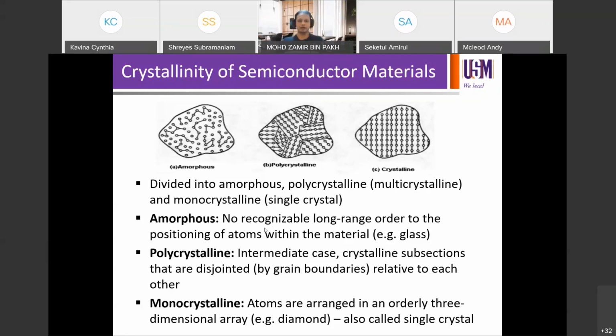Amorphous, there's no recognizable long-range order to the positioning of the atoms within the material. So there's no specific periodic arrangement at all. It's just messy everywhere, right? On the other hand, if you look at polycrystalline, you can see arrangement. Yes, you can see arrangement, but then you have multiple arrangements in the material. So in that case, we call it polycrystalline.